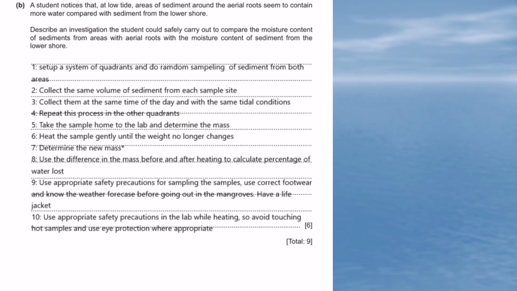And whenever you have one of these, you can always get a point for, well, you have to use appropriate safety precautions while sampling. So in the case of mangrove here, having rubber boots on, knowing the weather forecast, having a life jacket, and in the lab, using appropriate safety precautions, you're heating something, so avoid touching hot samples, and use eye protection wherever appropriate.